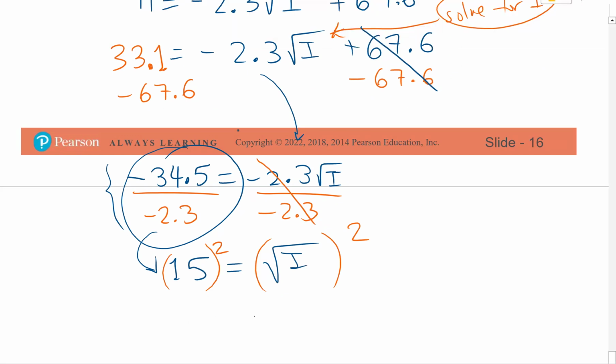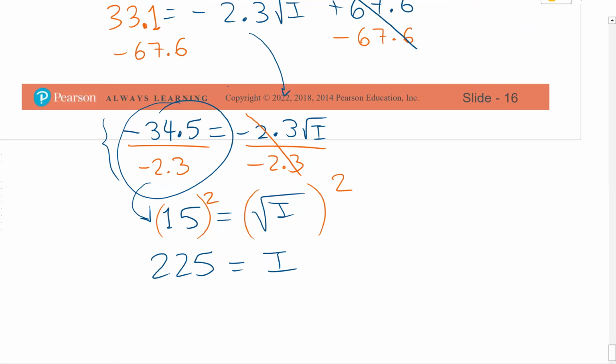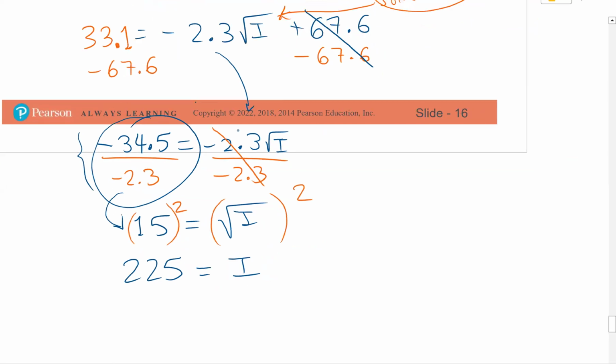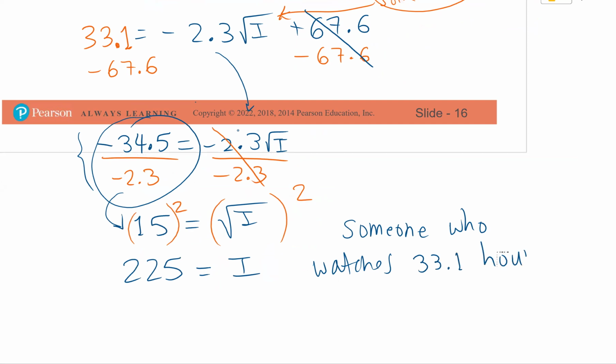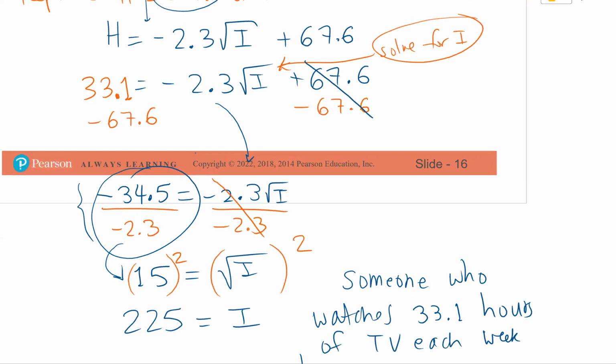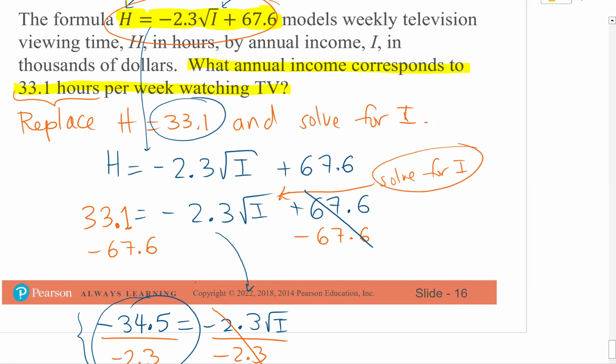All right. So now we have I by itself. 15 times 15 is 225. So what does that say? Someone who watches, how many hours? It was 33.1 hours of television each week has, how did they describe it? Annual income.